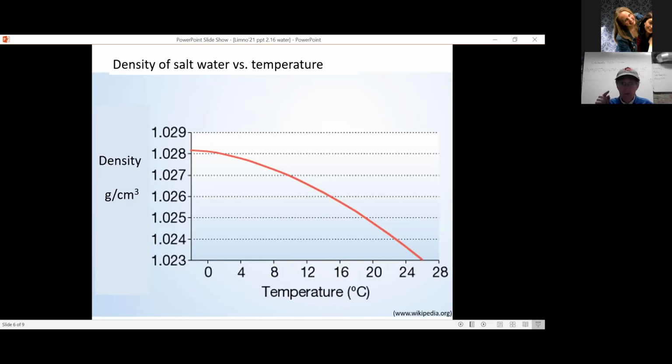But look, this is the relationship between temperature and density for seawater. Obviously, the warmer it is, the less dense it is, right? Because the warmer it is, the farther apart the molecules get from each other. And the colder it is, the closer they get together. But just like a normal liquid, the maximum density is right at the point where it freezes.